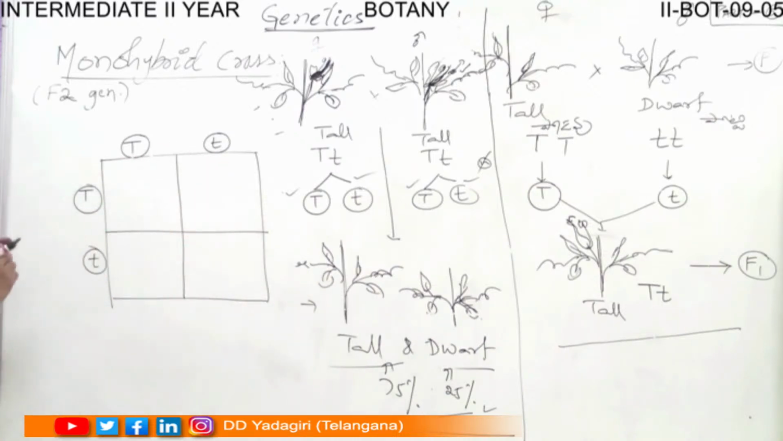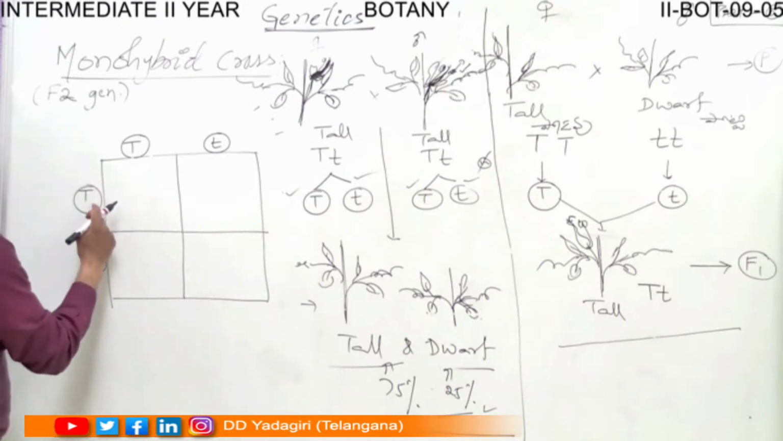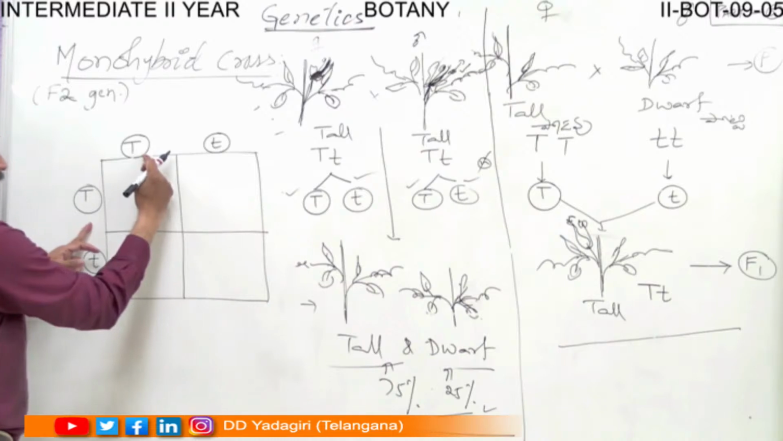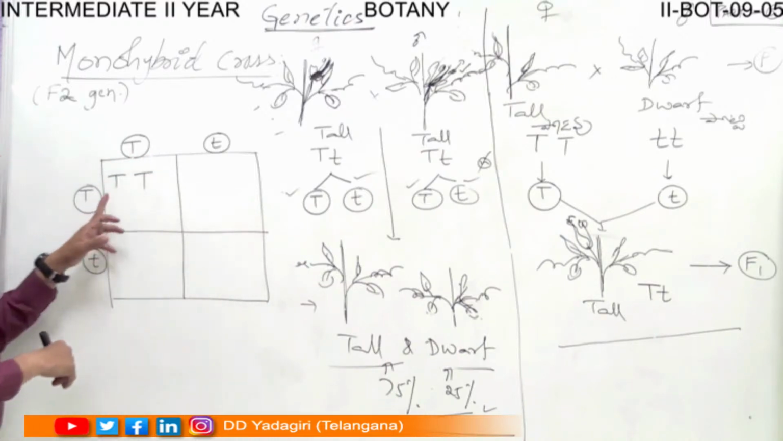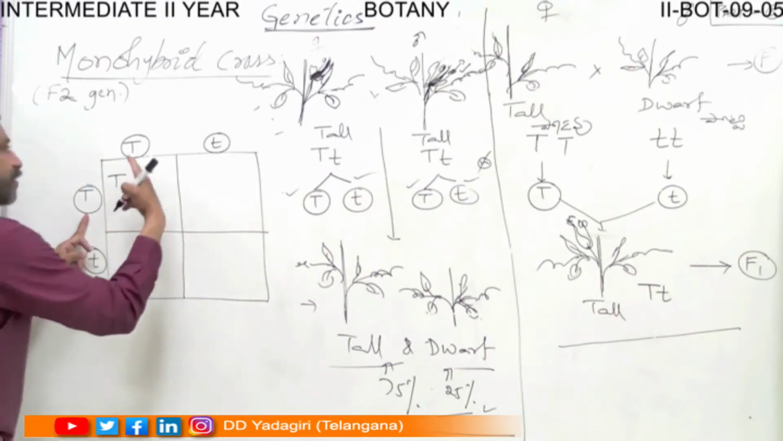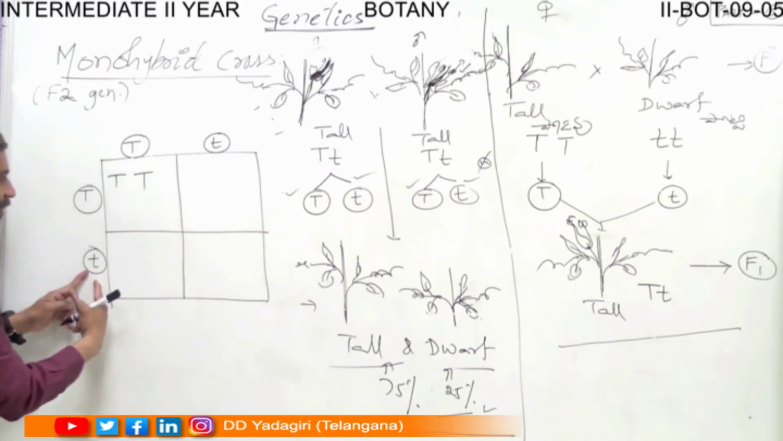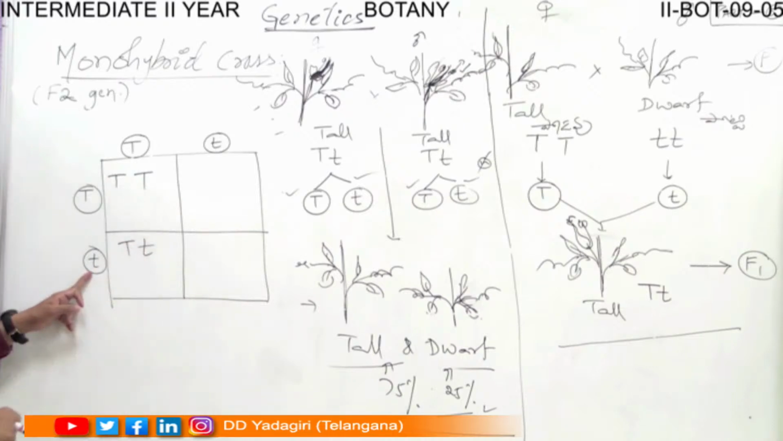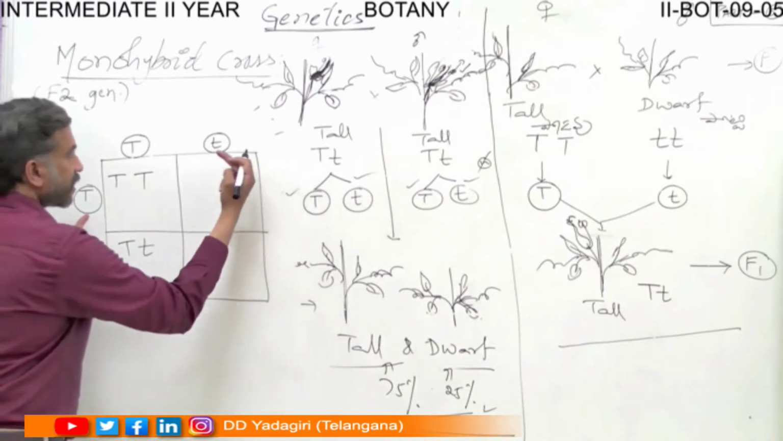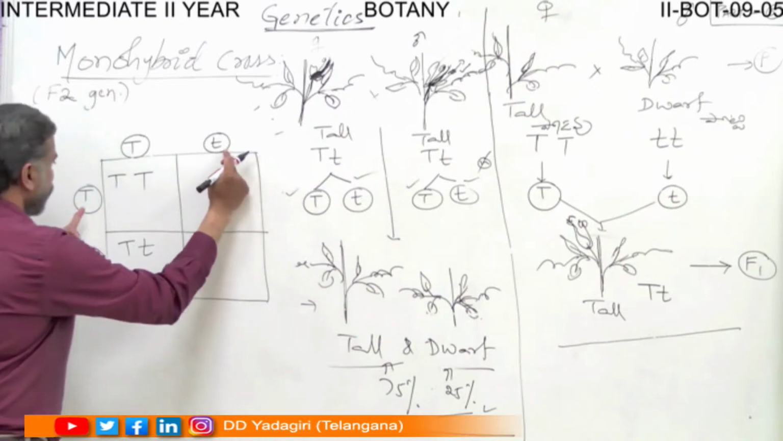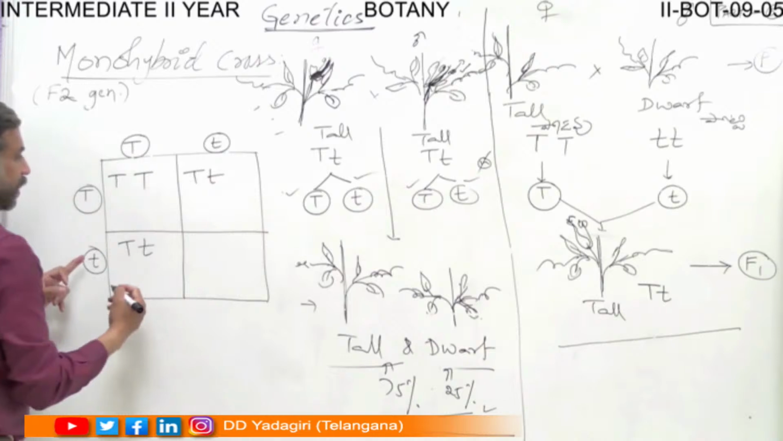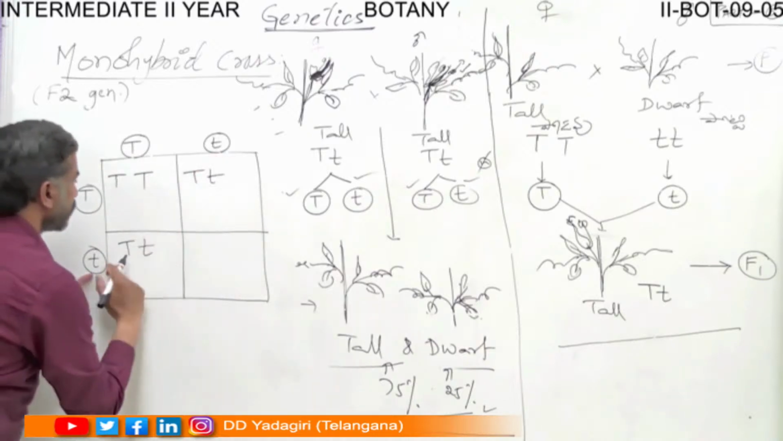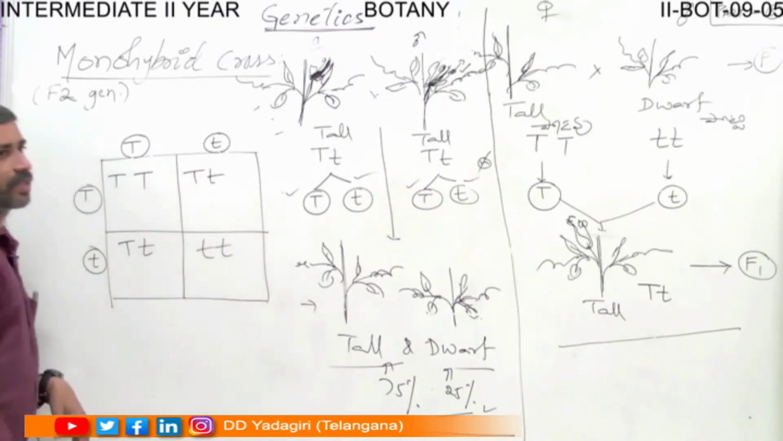Now what are the chances of random mating? Suppose this male gamete, this pollen grain, may fuse with this type of egg cell. That means you will get the zygote of capital T and capital T. If this male gamete fuses with this type of egg cell, then you will get capital T and small t. So there is another chance. If the pollen grain consists of small t and fuses with the egg cell of this type, you will get capital T and small t. And here, if this type, then you will get small t and small t.